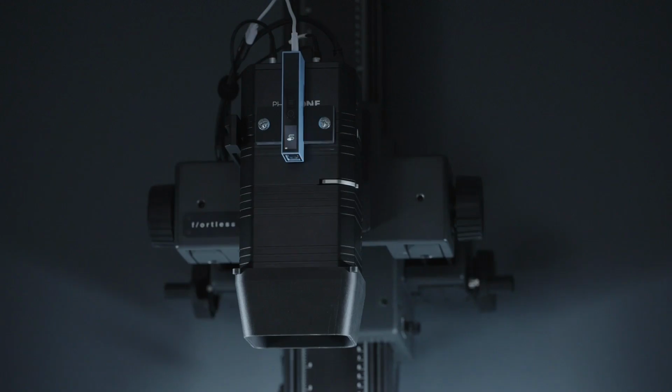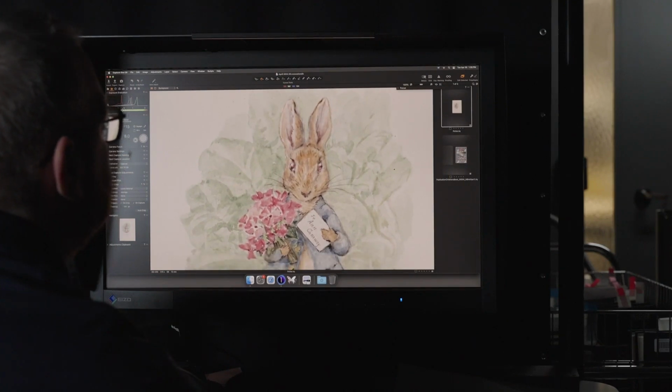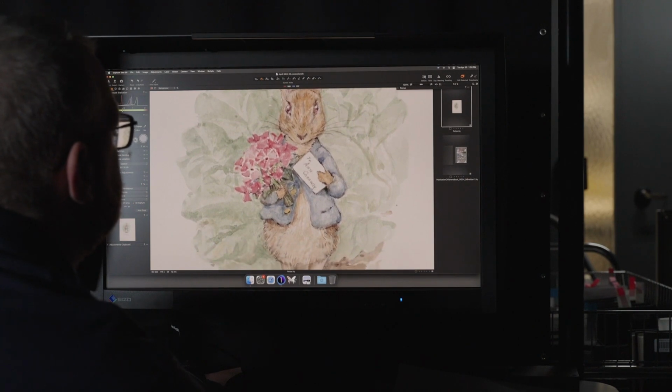Images are captured in fractions of a second and are either saved to a memory card or, using software and a tether cable, directly to a computer. A benefit of tethering is being able to see the images on a monitor in real time as you work.